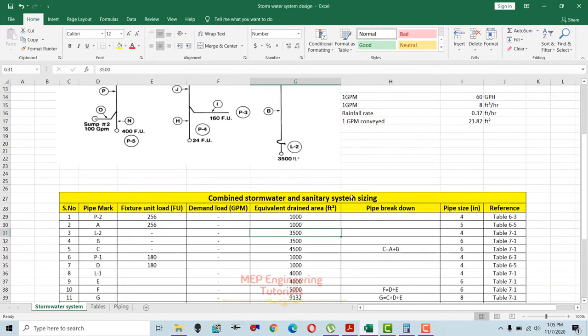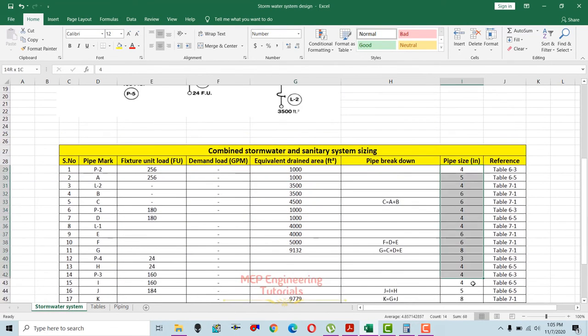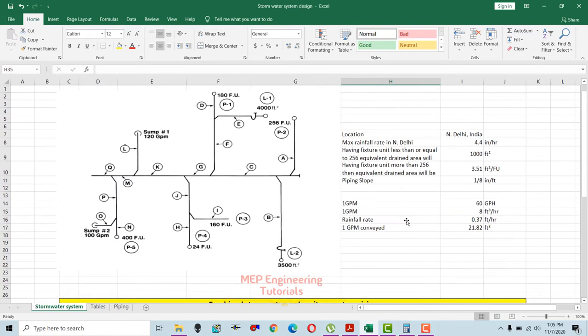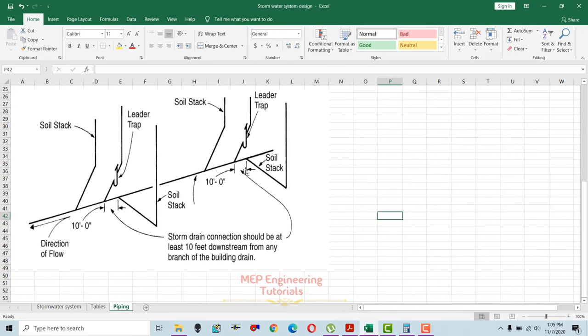Before proceeding towards the pipe sizing of the combined storm and sanitary system, you can see that this is a combined system we have in here. This is a sanitary drainage piping line, and this is the stormwater line, and here it's combined together, and the same thing over here. And one thing you need to understand is the leader pipe and the sanitary drainage pipe. So let me go to the piping section and explain here.